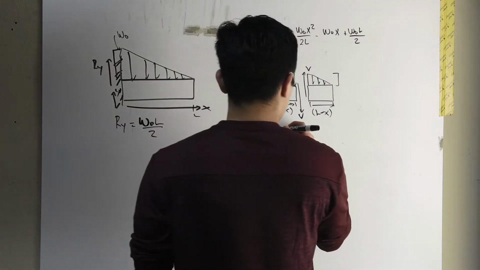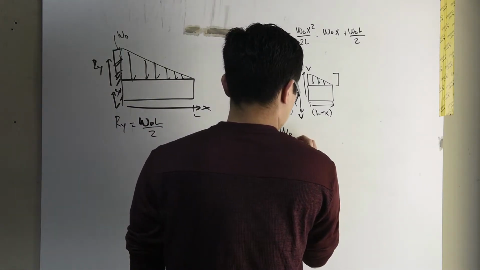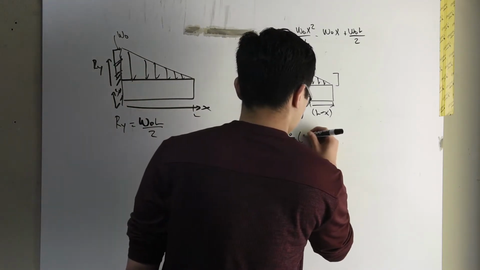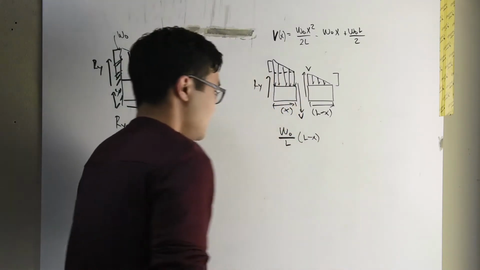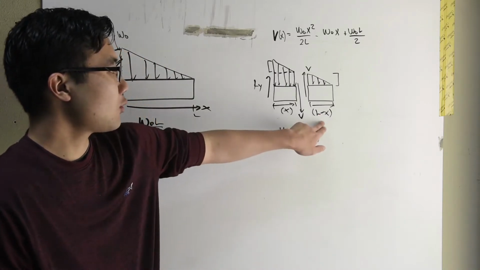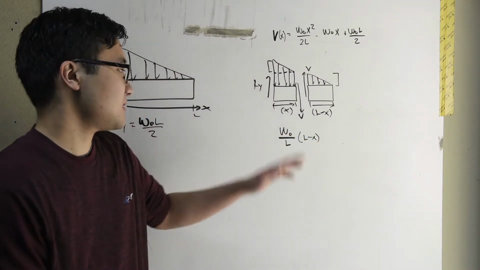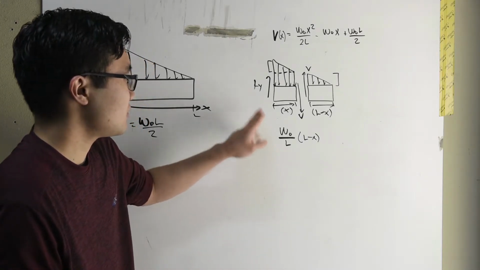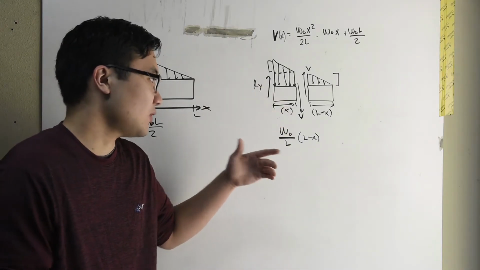So W naught divided by L times L minus x. This is the same thing we did before, but we're working in a different coordinate system. Now we have to use L minus x. That's going to be equal to the height of the triangle at any point x.